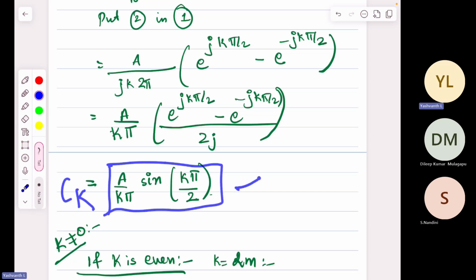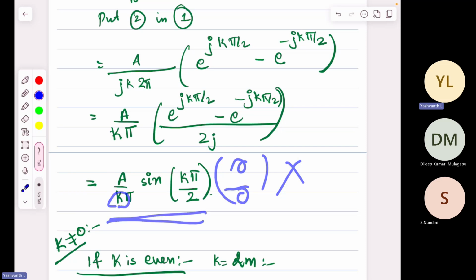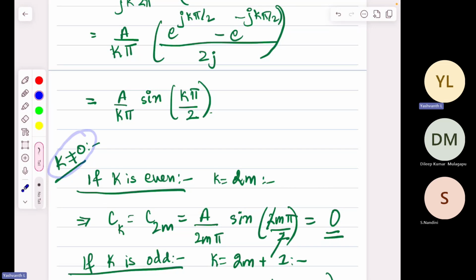Now again, this is not applicable for k equal to 0, because it gives sine 0 by 0, which is 0 by 0 form. So you should not use this formula for k equal to 0. You should go back to the definition of ck, but we'll come to that. Let's say k is not equal to 0. Then for even k, let's say k equal to 2m. That is an even number.